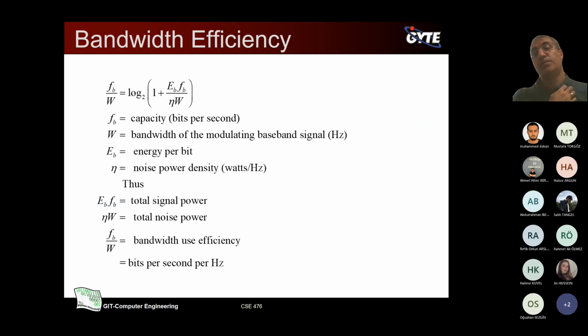So in terms of bandwidth efficiency, we have the formula, which is equal to FB over W. FB is the capacity data rate, bits per second, and W is the bandwidth of the modulating baseband signal, which is equal to log 2 of 1 plus EB times FB over nu times W. EB is energy per bit, nu is the noise power density. So bandwidth efficiency is bits per second per hertz.